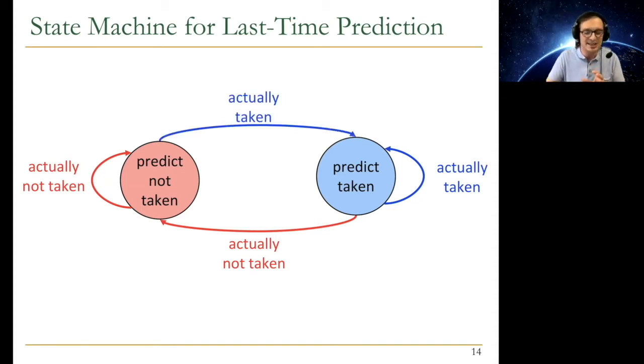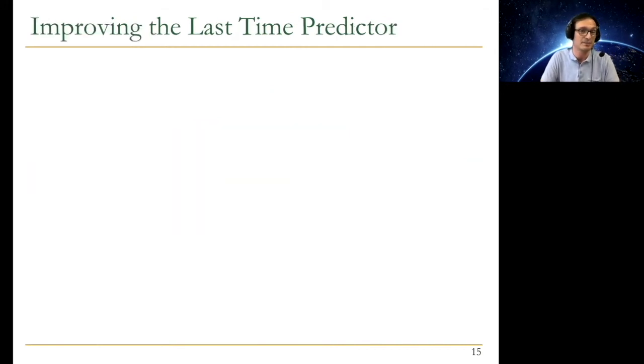It just basically does exactly what the last instance does without looking at a longer history of what happened in the last few instances, let's say. And we're going to incorporate that longer history in the next predictor that we're going to build. And that's the idea we're going to look at right now.